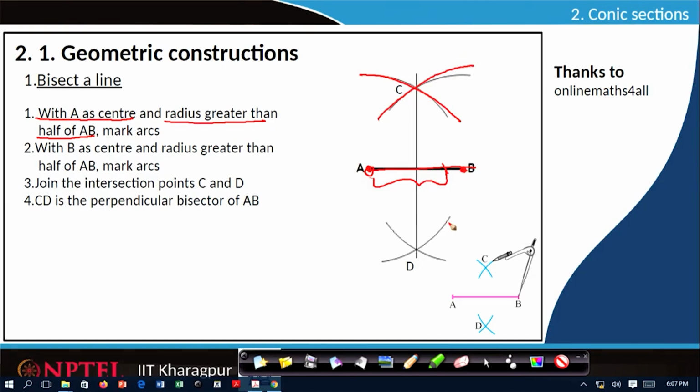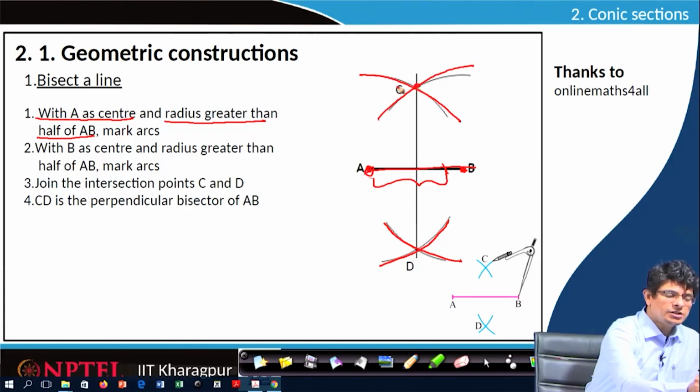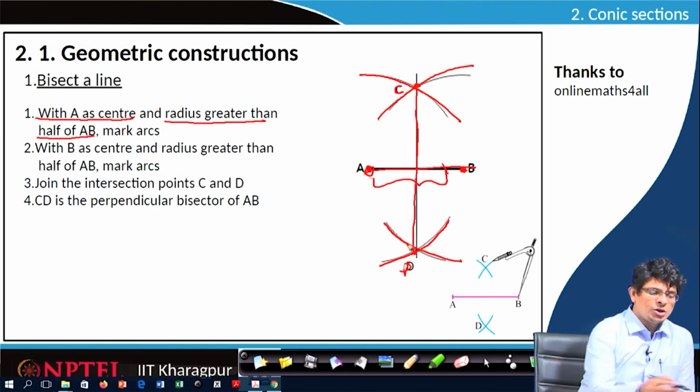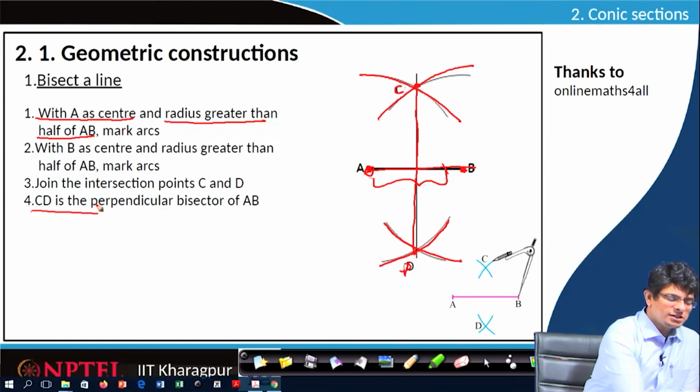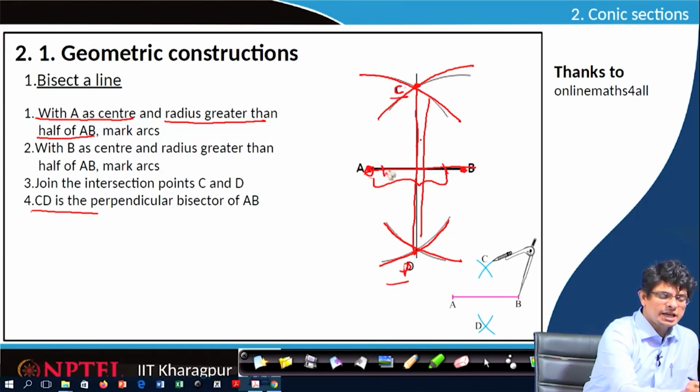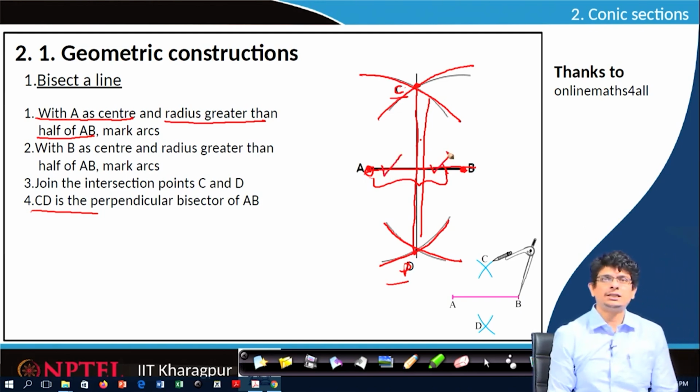Similarly, from B, I will construct one more arc on the other side. With the same radius from A, again construct another arc. So, wherever these arcs intersect, we call those points C and D and join them with a line. Once we construct CD, it is a perpendicular line to AB, and this line CD is going to bisect AB into two equal parts.